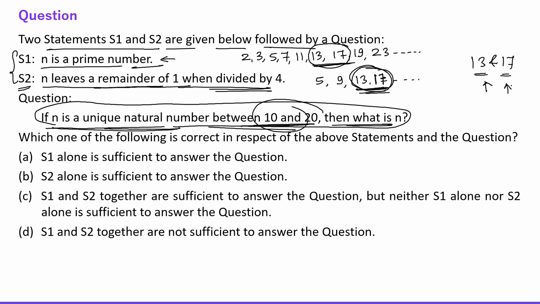So we are not getting a unique natural number. The question is saying unique natural number. So we are not getting a unique natural number even if we are combining these two statements together. So the answer is S1 and S2 together are not sufficient to answer this question. Correct answer is D option. Okay. Now let's move to the other question.